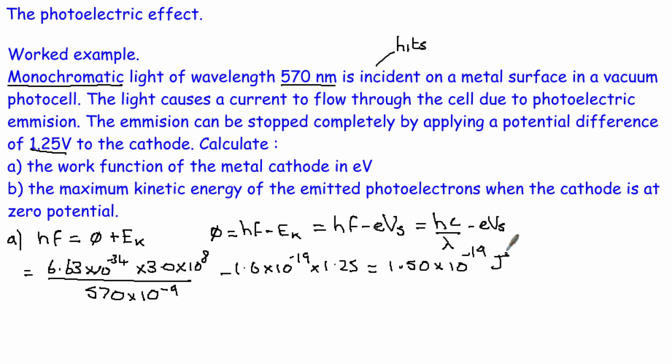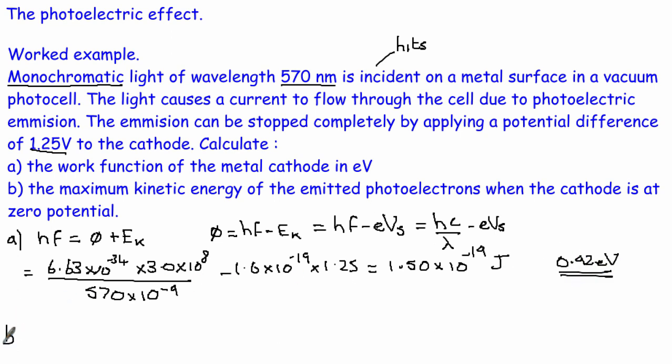Unfortunately, that's not answered the question because I want this in electron volts. So to convert this into electron volts, I simply divide by 1.6 times 10 to the minus 19, and if I do that, I get 0.92 eV. So that's my final answer.